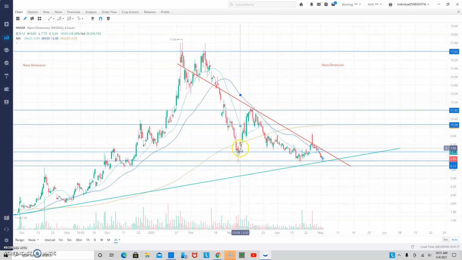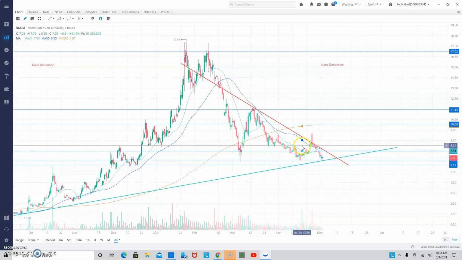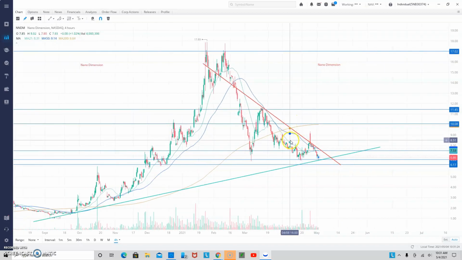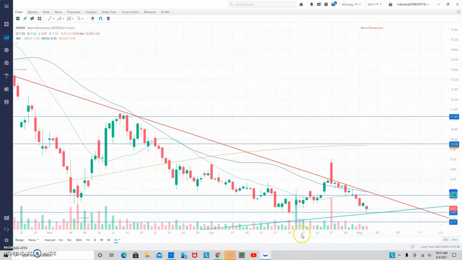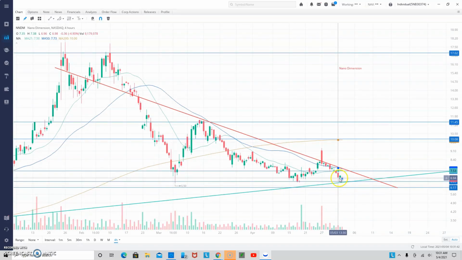We retested the lows of March 5th right around here, only to break below those lows, right in this area right here on April 15th, which was a couple weeks ago. So we reached a new low, which was right in here. We reached a low on this day of $6.58, and right now we are trading in that area again.